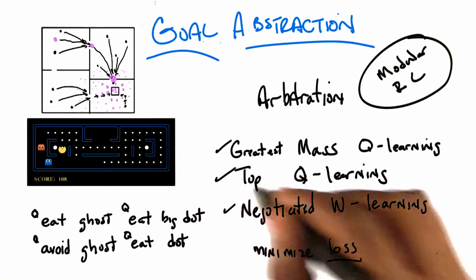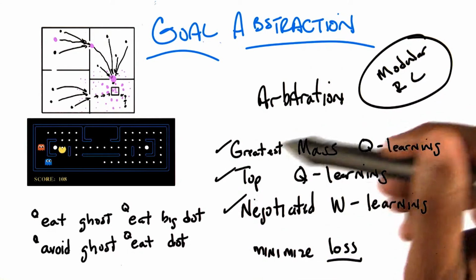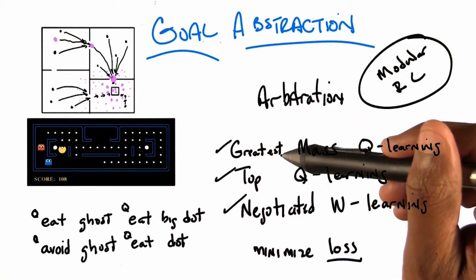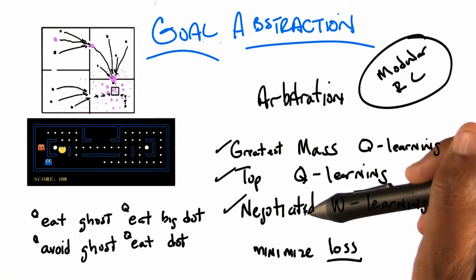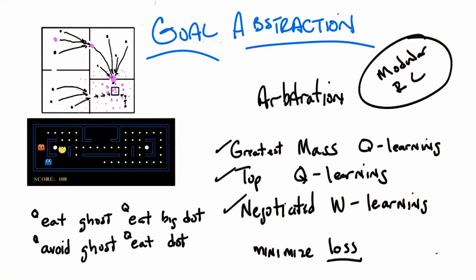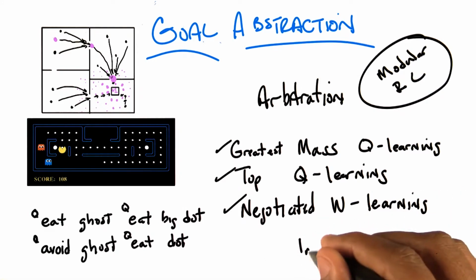All of these have their strengths and all of these have their weaknesses. They're all very cool, and under different circumstances, greatest mass makes sense. In other circumstances, top makes sense, and negotiated is good for other situations. And you can come up with lots of other things. The key thing is that you need to do arbitration. The problem with all of these methods, and any other methods that you come up with, is that they're terrible. And in fact, they're impossible.